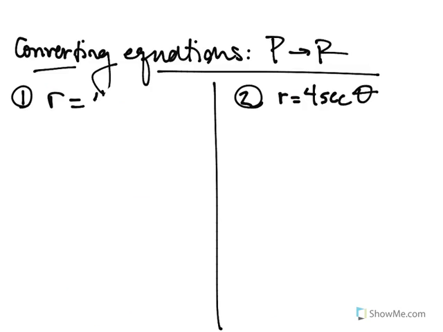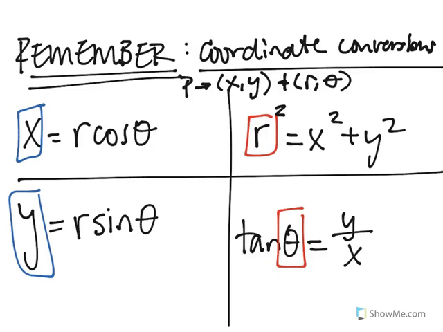So now we're going to do what I didn't get to on Friday, converting equations, and we're going to start going from polar to rectangular. So I know that it's in polar coordinate form because I've got r's and I've got thetas. We have those conversions that we just looked at.